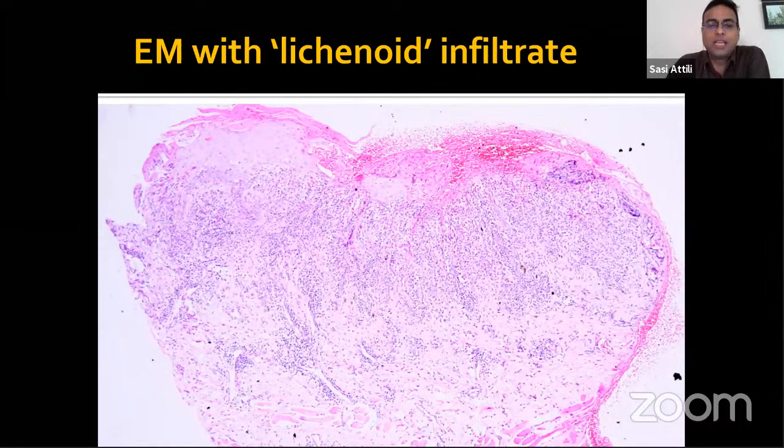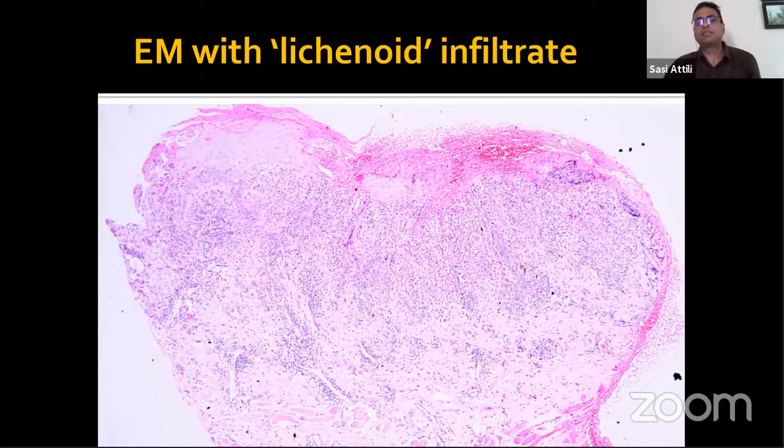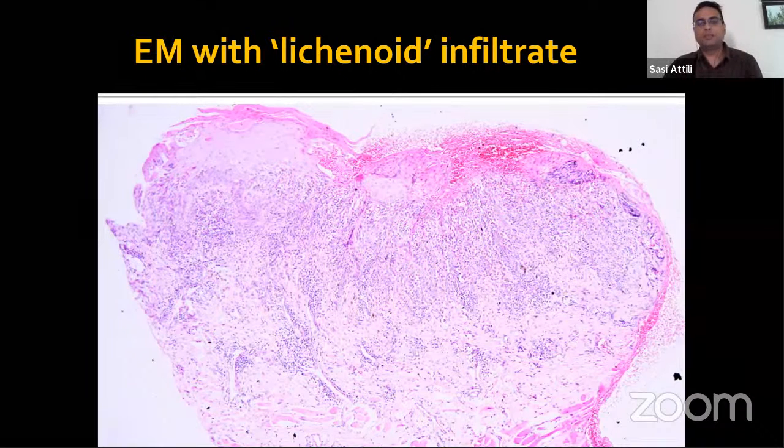So in my sign-outs, I usually tend to say whether it's an interface dermatitis or not. The terms lichenoid and vacuolar do not really mean anything unless you actually know it's a case of lichen planus and you know that the clinician only understands lichenoid, and therefore I call it lichenoid for that reason. But purely on a theoretical understanding basis, all of them are interface dermatoses, either cell-rich or cell-poor.